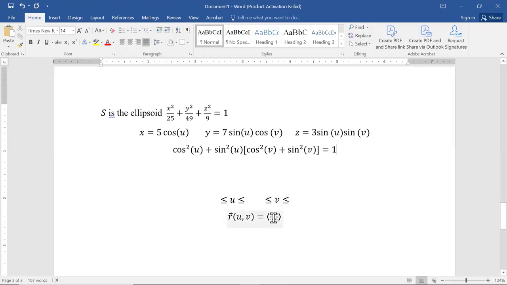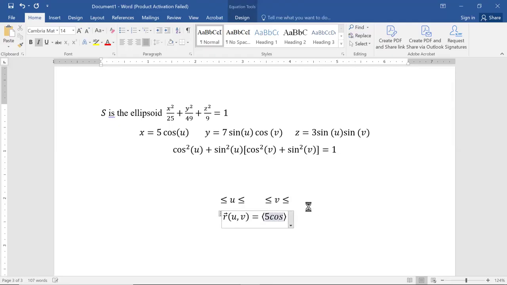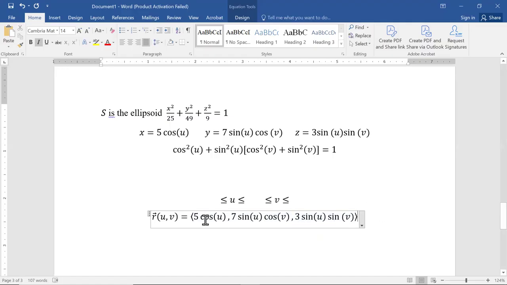So that's what I'm going to let my vector valued function be. 5 times cosine of u as my x component, 7 times sine of u times cosine of v as my y component, and 3 sine of u sine of v as my z component. If I do that, then I have the right vector valued functions.